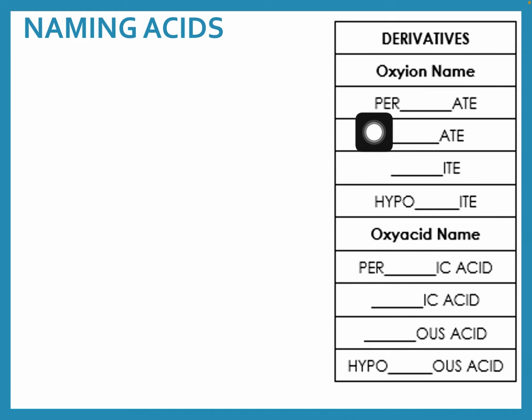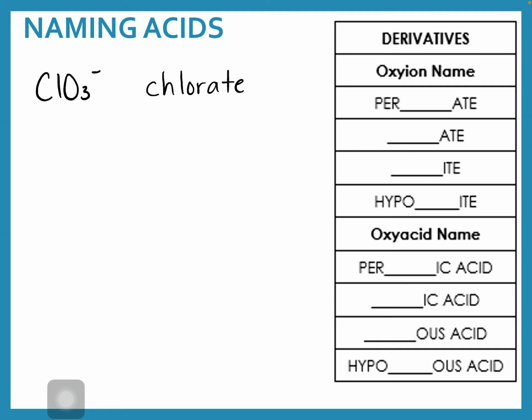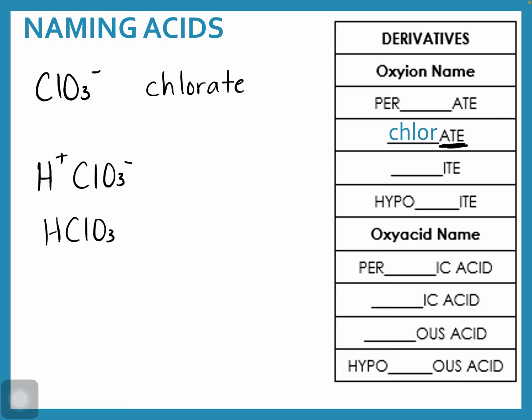oxyacids from oxy ions, and so chlorate was ClO3 1 minus for its valence, and so that was chlorate. So this is called an oxy ion. It means that it is an ion with oxygens attached to it. So this is the -ate here. So this is where chlorate would come in. So that comes from the table. And if chlorate pairs with hydrogen, that would make HClO3, and that is an acid.